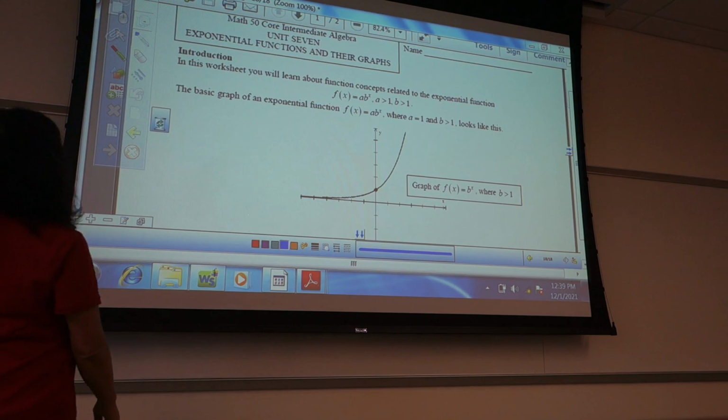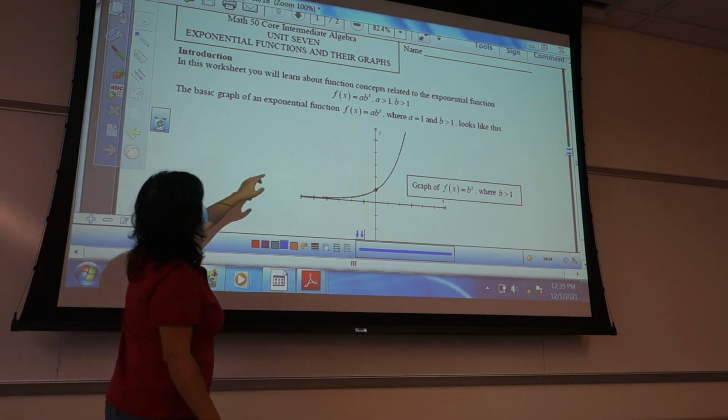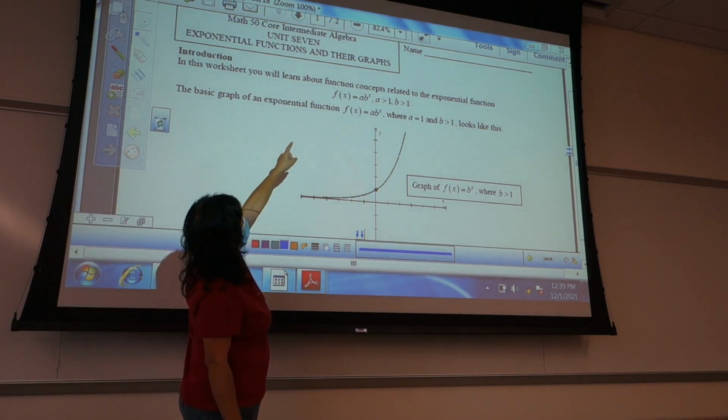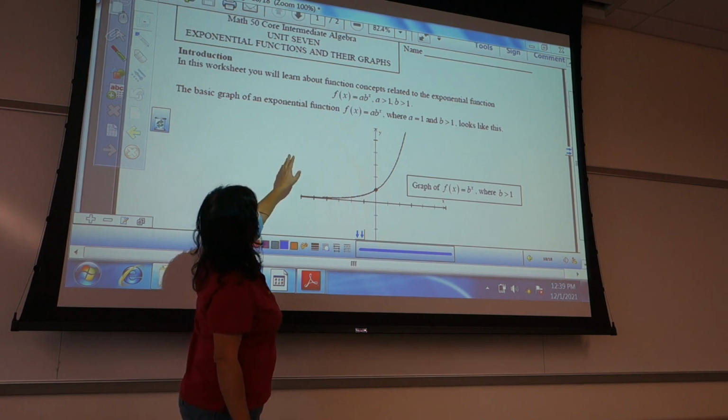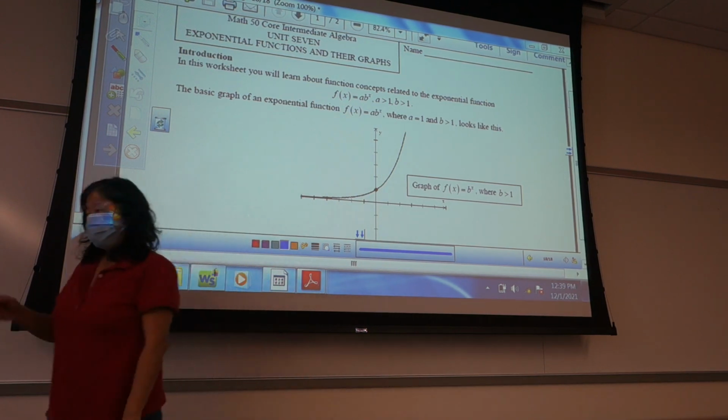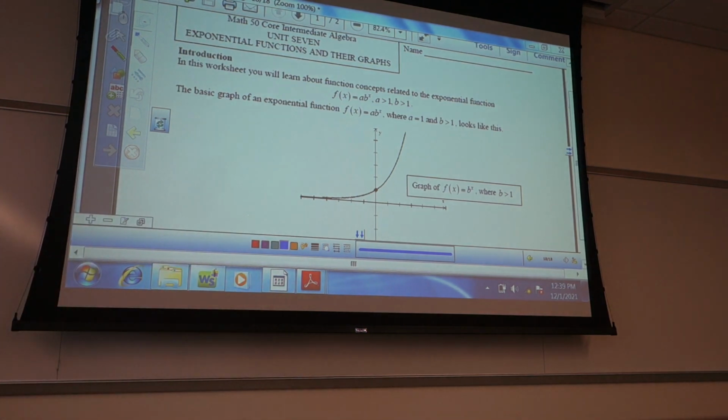So now we're working on a new one, exponentials. So exponentials have this form of y equals a times b to the x. You'll see 2 different forms. It will either be y equals c times a to the x, or y equals a times b to the x. They're the same thing.